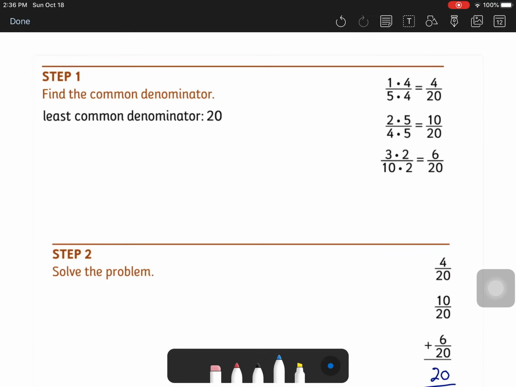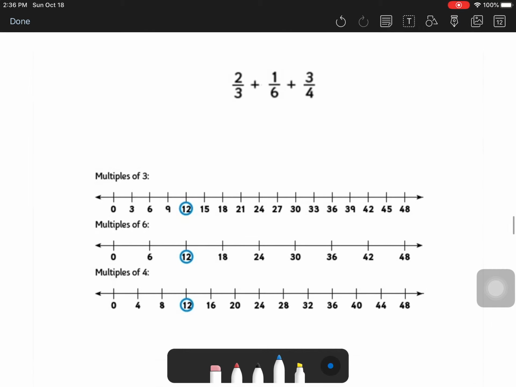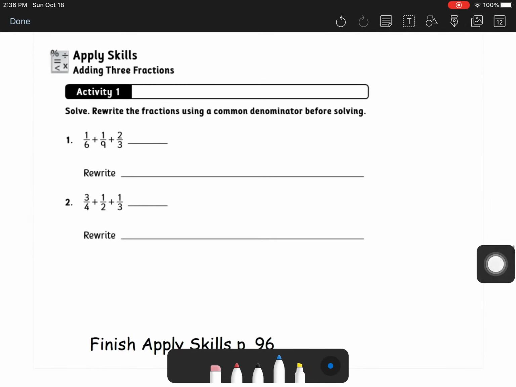So then what we want to do is just use 20 as our common denominator. Okay, and once we do that, then we can add those together. So here, 3, 6, and 4. If we look in each of those rows, we're going to see that a 12 appears in there. So we would want to make a common denominator of 12 when we add those fractions together.